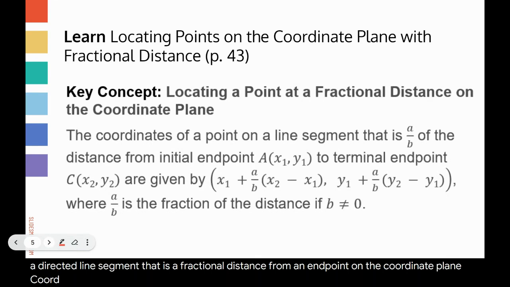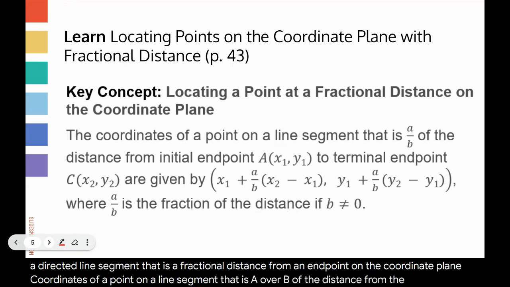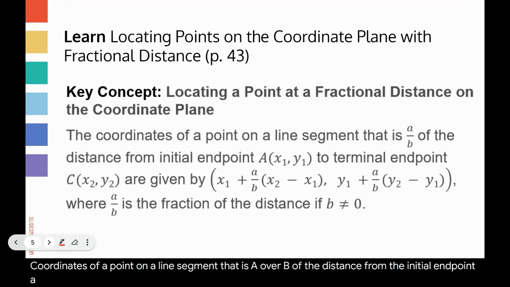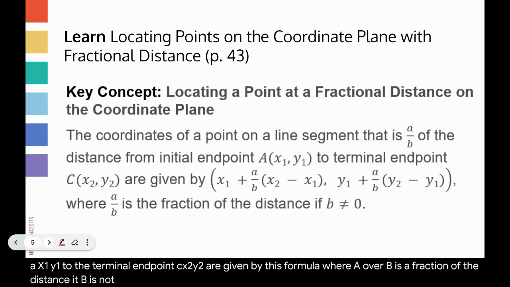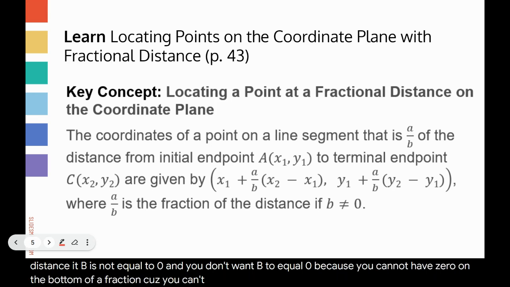The coordinates of a point on a line segment that is a over b of the distance from the initial endpoint, x1, y1, to the terminal endpoint, x2, y2, are given by this formula, where a over b is a fraction of the distance if b is not equal to 0. And you don't want b to equal 0 because you cannot have 0 on the bottom of a fraction, because you can't divide by it.